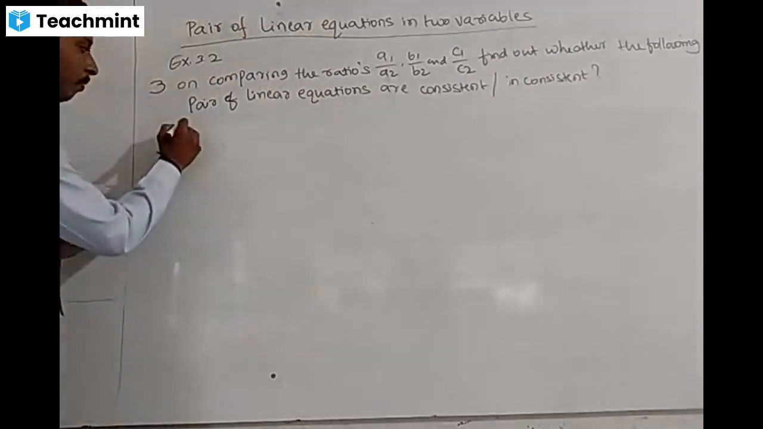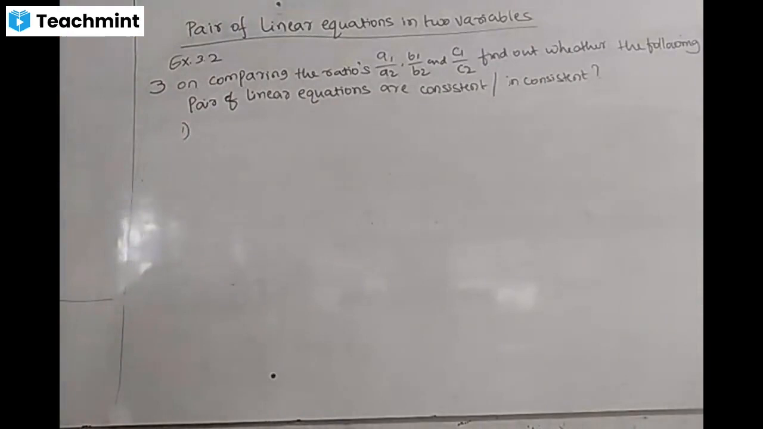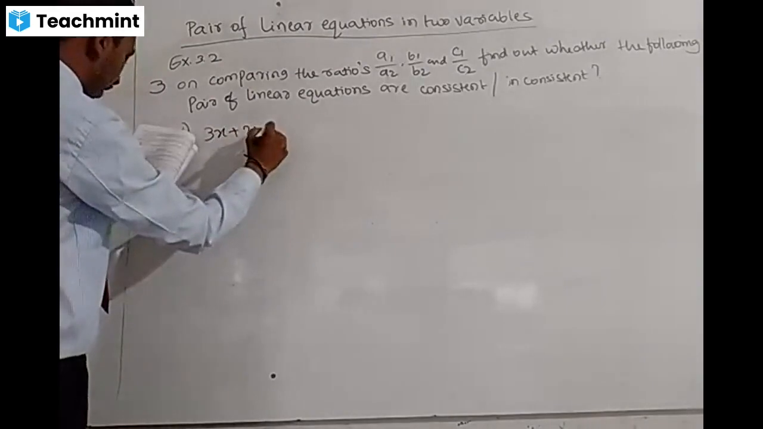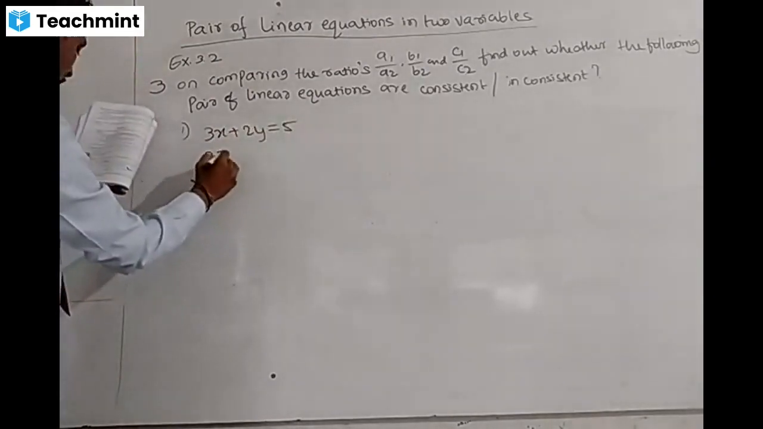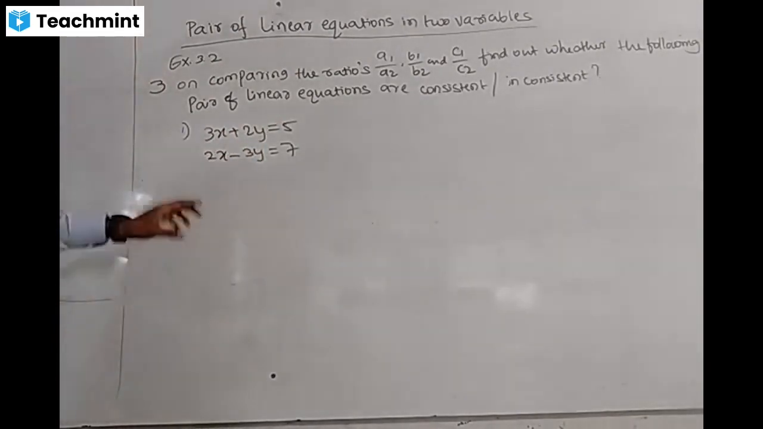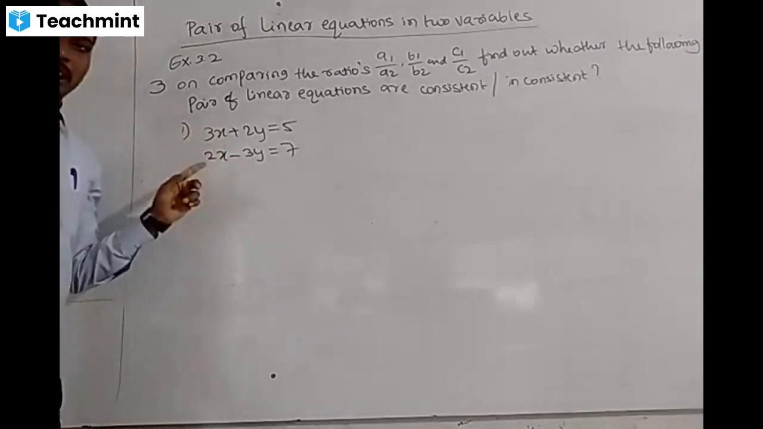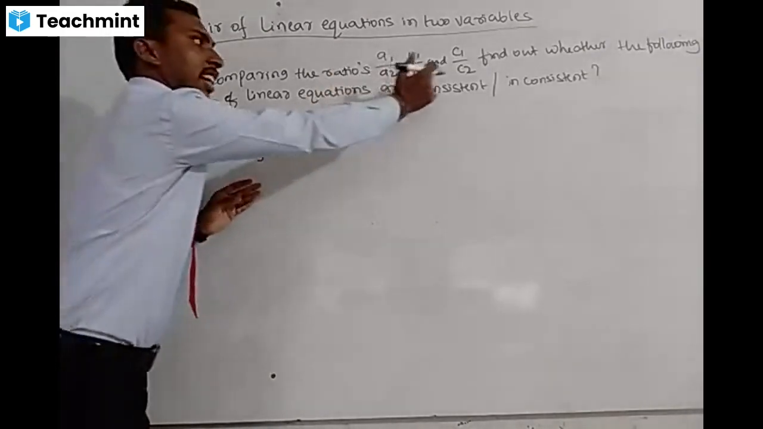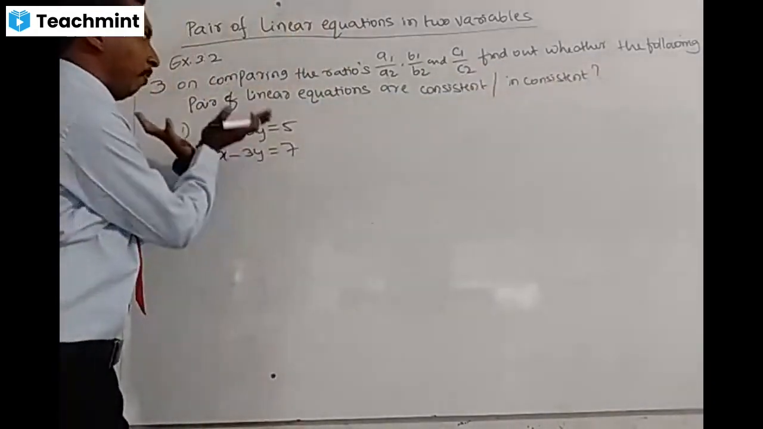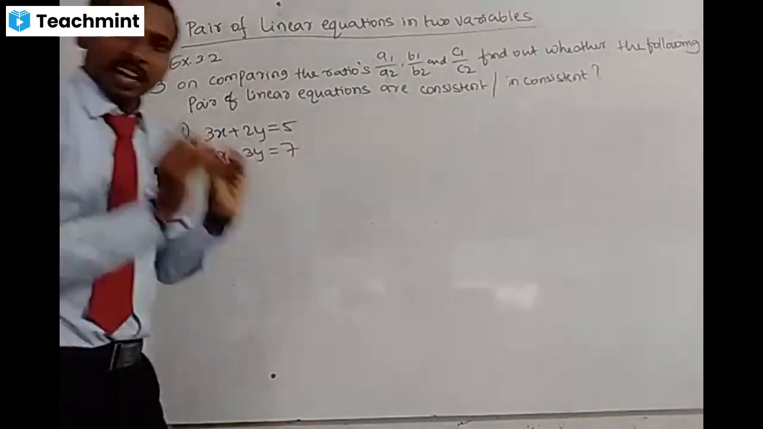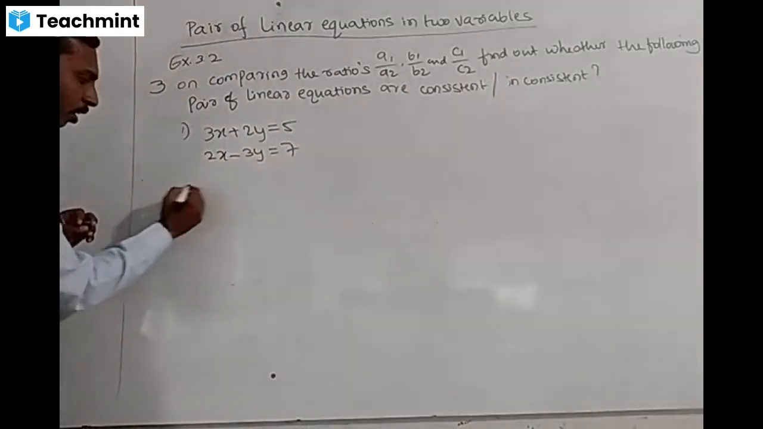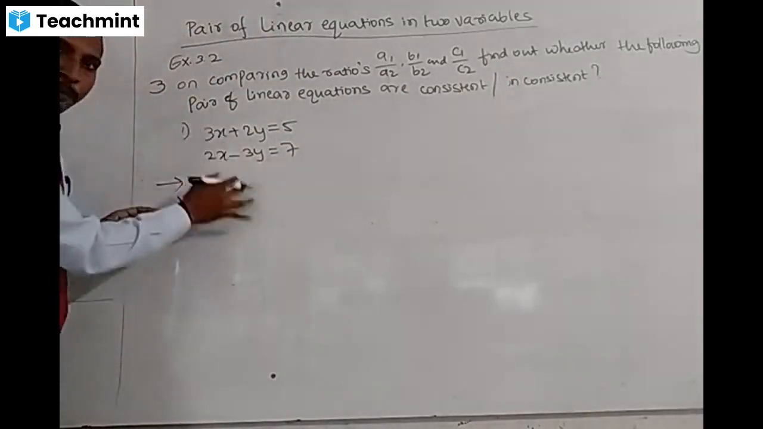Now, the first one in question number 3 is 3x plus 2y equals 5 and 2x minus 3y equals 7. These are the given pair of linear equations. What do we need to do? We need to compare the ratios. After comparing the ratios, we need to tell whether this pair of linear equations is consistent or inconsistent. As you know how to solve, you can solve by comparing these ratios.